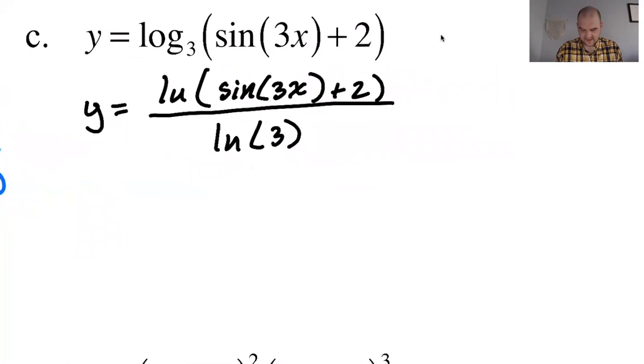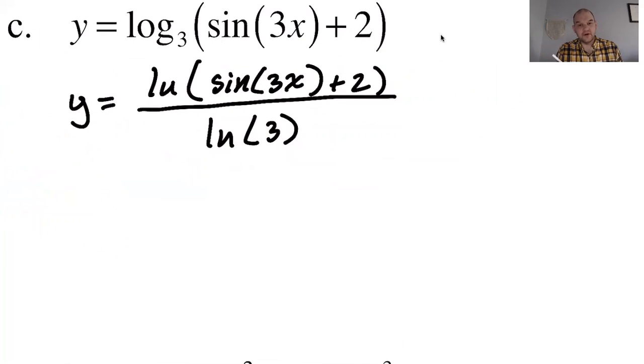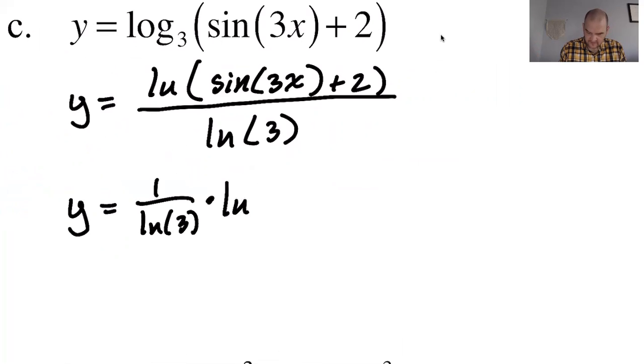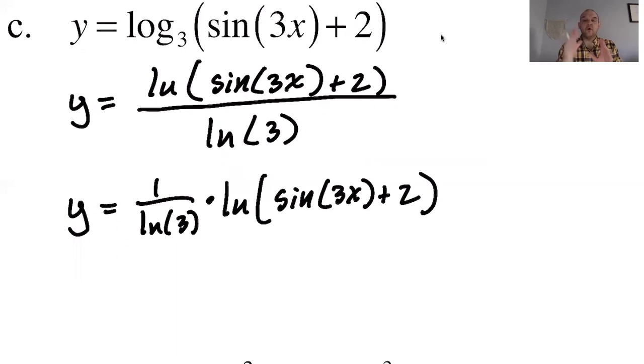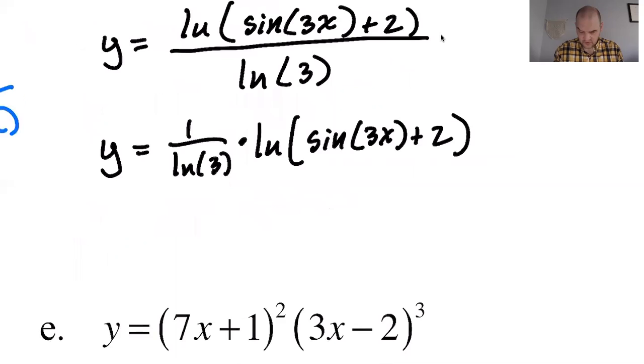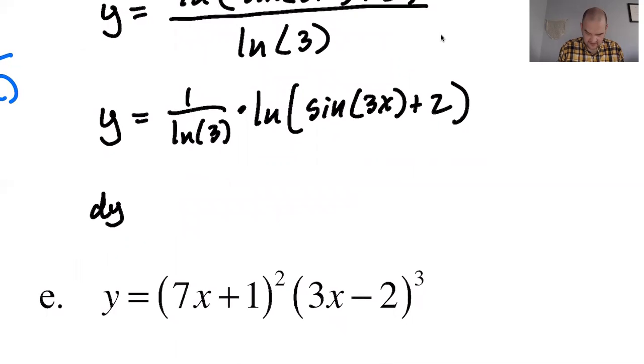Now, what's kind of interesting about this, the natural log of 3 is a number. Maybe you don't know what that number is as a decimal, but it's just a number, like pi is a number, like 5 is a number. So I'm still not taking a derivative. It's actually 1 over the natural log of 3 times the natural log of sine of 3x plus 2. Now I'm going to take the derivative. 1 over the natural log of 3 is just a constant multiple, so it's just going to hang out. So dy/dx is going to be 1 over the natural log of 3, constant multiple rule.